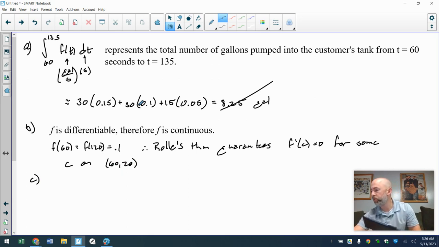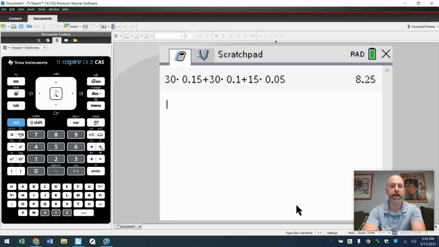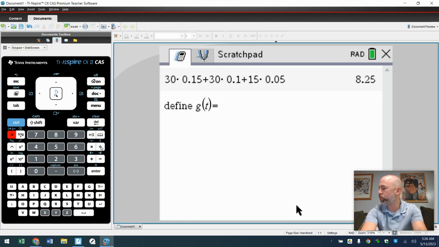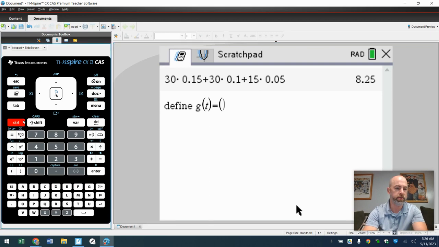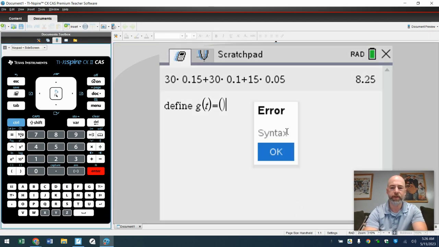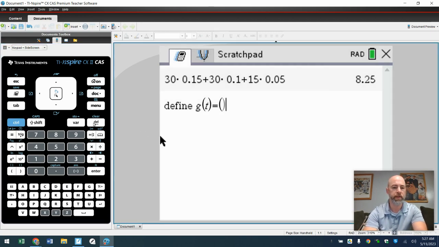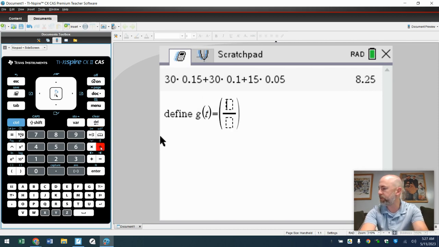Very typical. The rate of flow can also be modeled by G of t equals this mess. So at this point, I go to my calculator and I can define G of t to equal that ugliness, and that is ugly indeed. So not control enter, stupid. Let's go back. I want to control divide. I'm going to save this in my calculator.